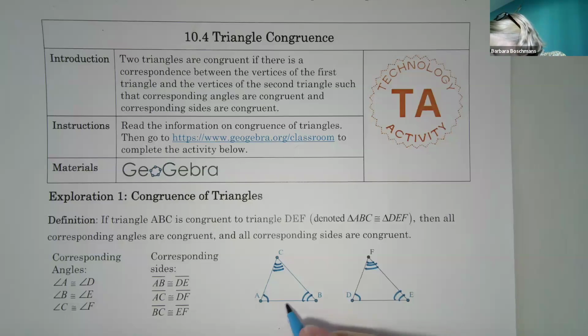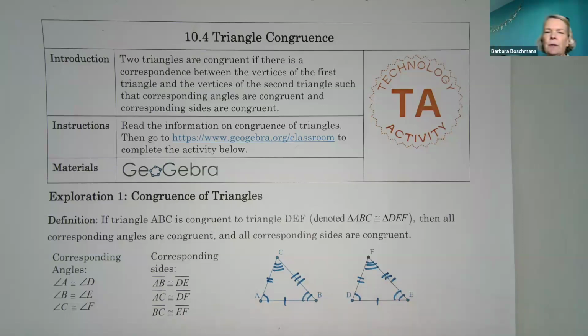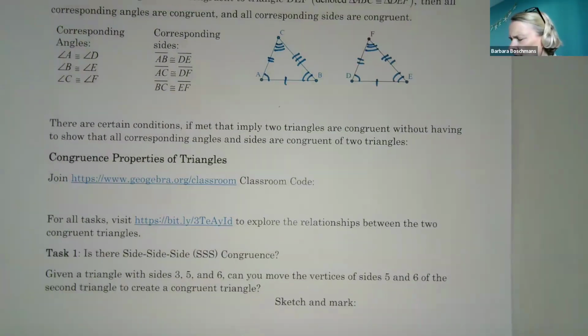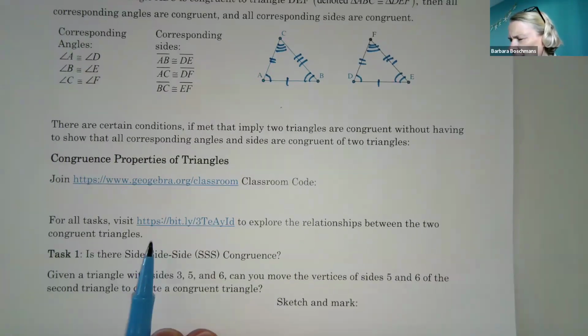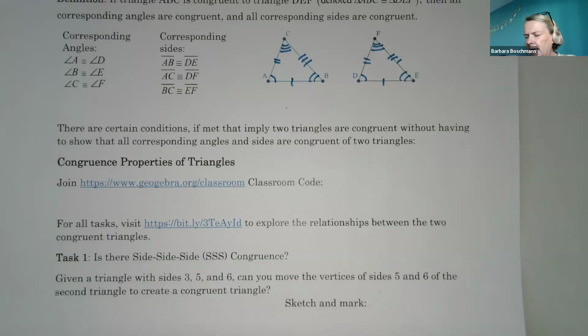Side AB is congruent to side DE. AC is congruent to DF, and BC is congruent to EF. So this is how we mark the corresponding parts. To explore our congruence properties of triangles, we're going to do an activity in GeoGebra. So you want to type in this bit.ly link right here and go to the different tasks.